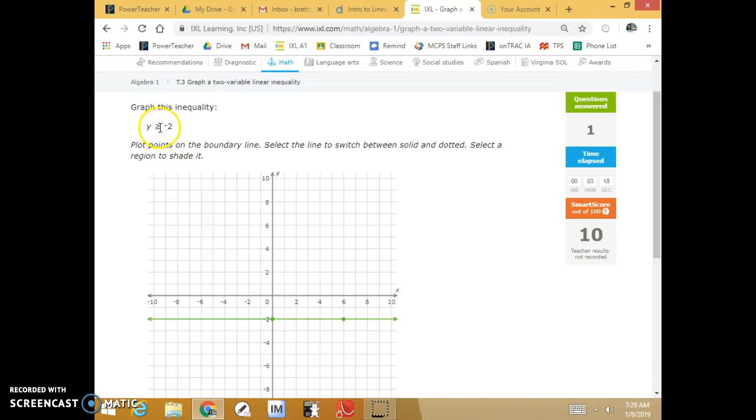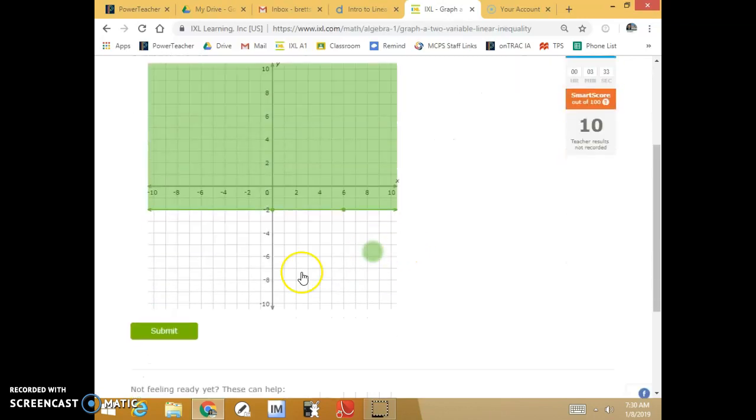Because this has an equal to underneath it, it's a solid line, so I'm going to keep the solid line rather than changing it to a dotted line. And I want everything that's bigger than -2. Well, as things go up on the y-axis, they get bigger, so it's going to be shaded above.